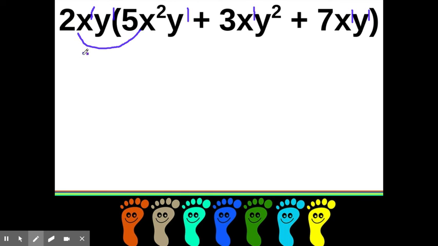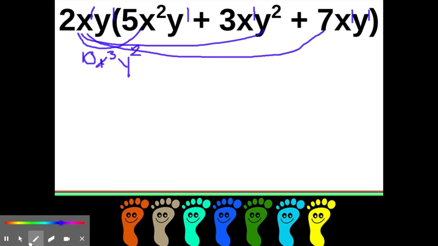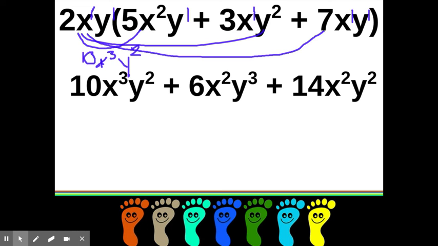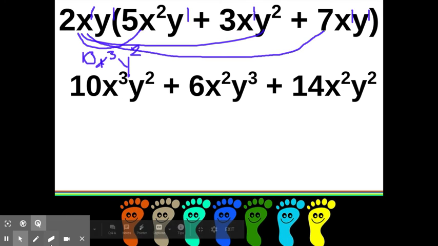So 2 times 5 is going to give me 10. X to the first times x squared is giving me x to the third. And then y to the first times y to the first would give me y squared. Okay, and then I go through and I do that for each term inside those parentheses. So we get a simplified answer. Again, nothing here is exactly the same. Even though I have x's and y's in all of them, all of the exponent variations are different. So this is our final simplified answer.